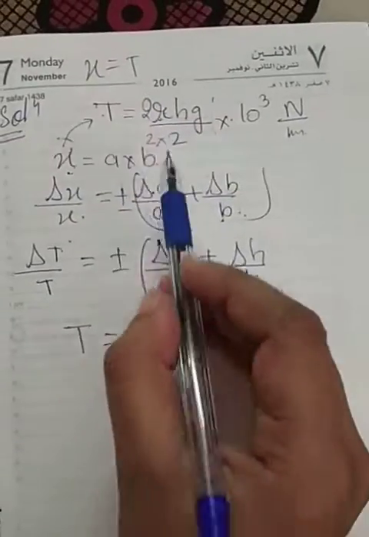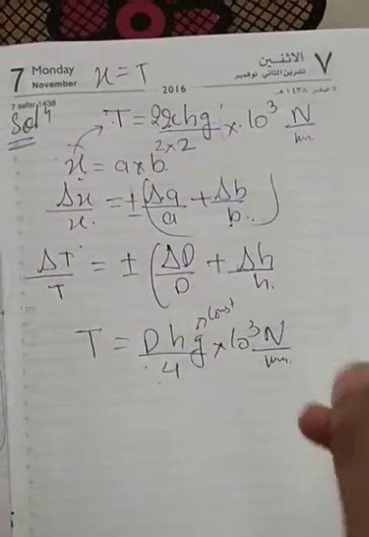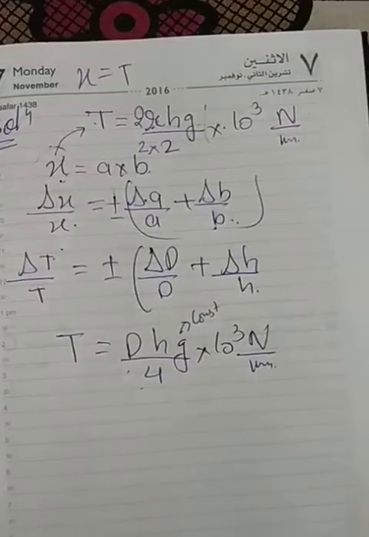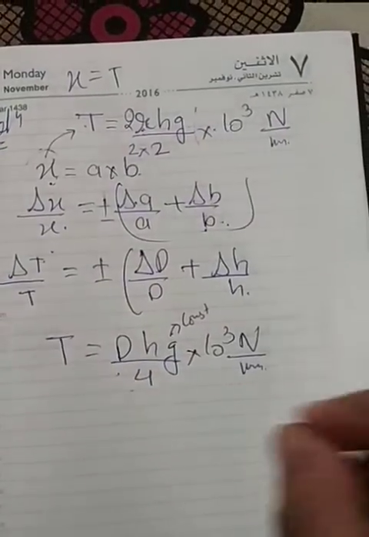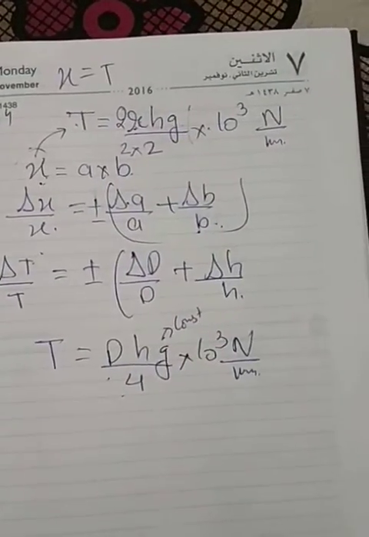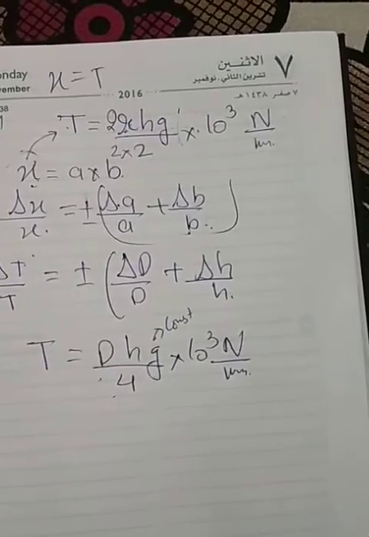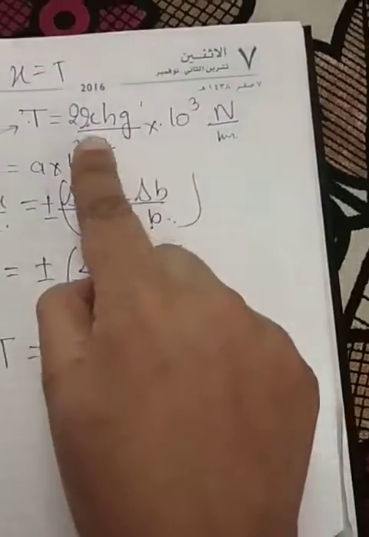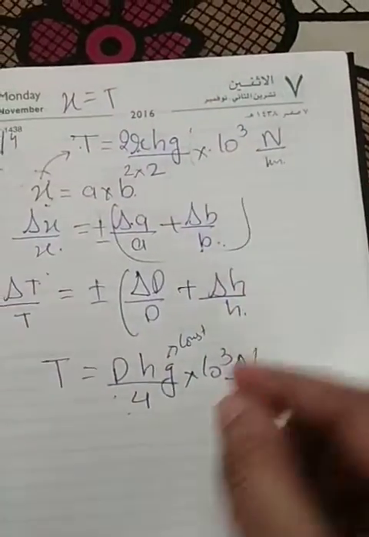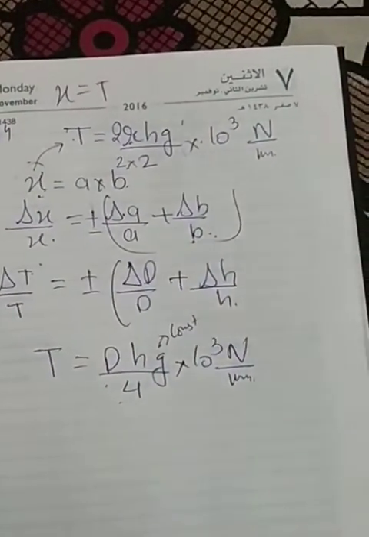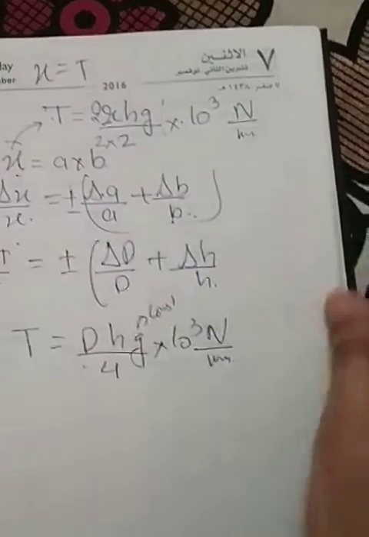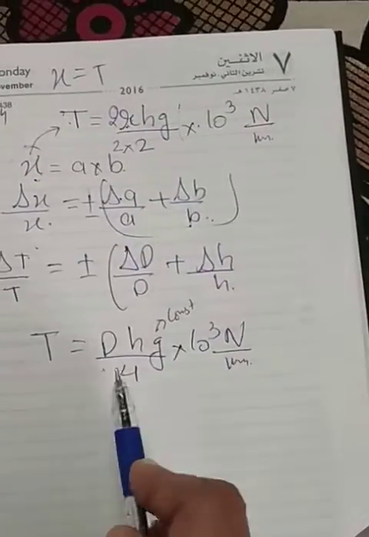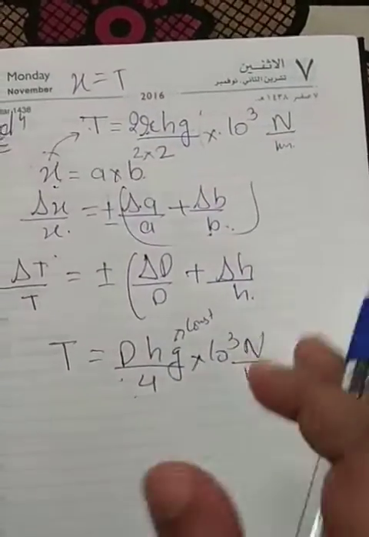We always calculate error when we measure something. When we are doing practicals, we deal with particular measured values, so there will be error in our variables, but a constant never has error. This is a fixed value, 10^3 is a constant, 4 is fixed, so there cannot be error in this.